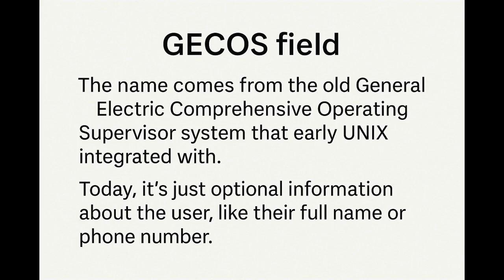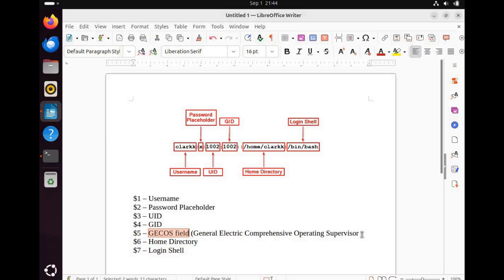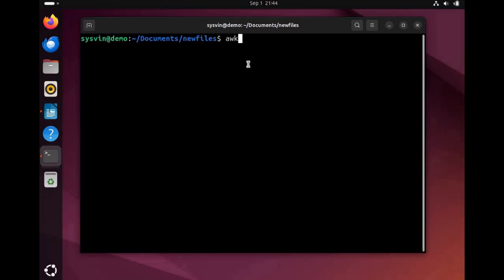Sometimes you'll see commas, but you can use that field for the user's full name, home address, phone number, and depending on how you create that user, you might get that information there, but in this case it is empty. And then we see the home directory and the login shell. Now let's go back to our terminal and see how to use the awk command and see if we can understand this a little more clearly.